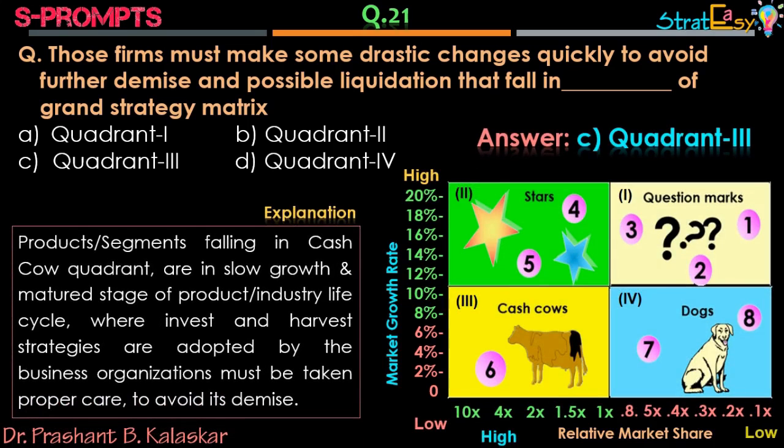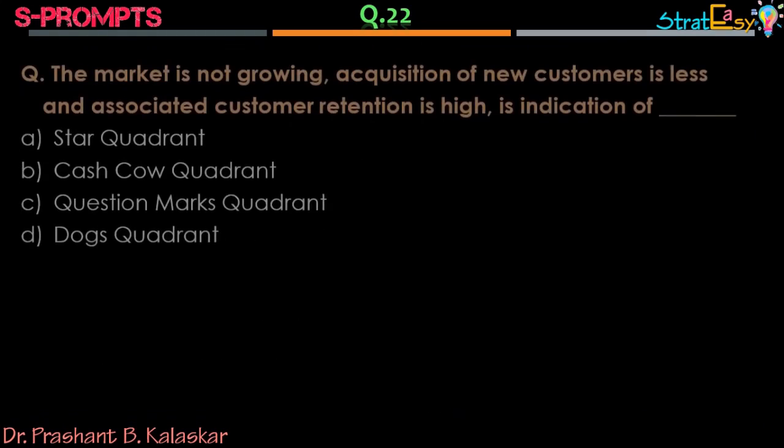Products and segments falling into cash cow quadrant are in a growth and mature stage of product or industry life cycle, where invest and harvest strategies are adopted by the business organizations, and proper care must be taken to avoid possible demise.